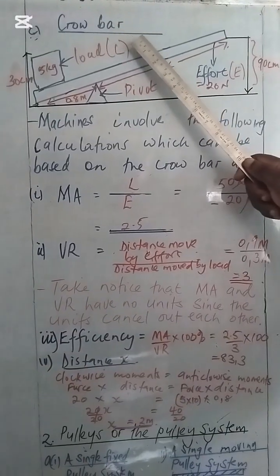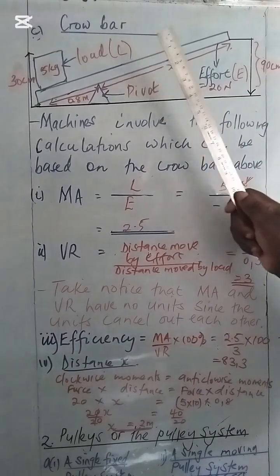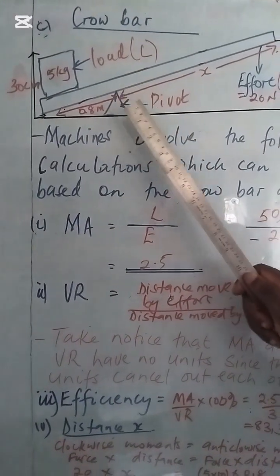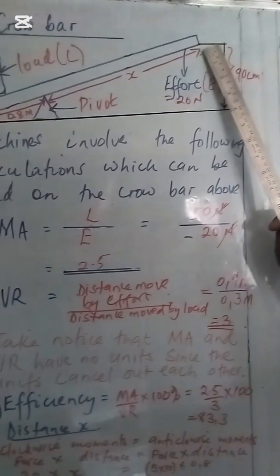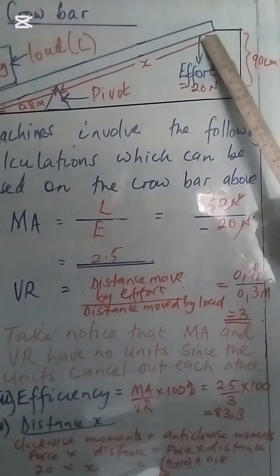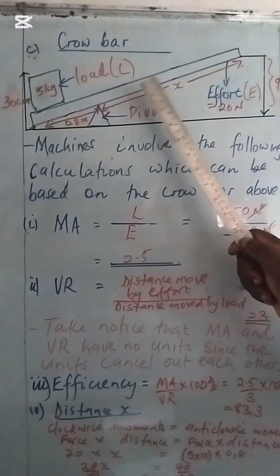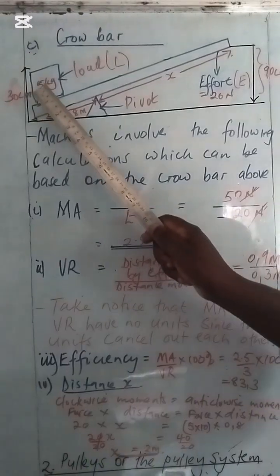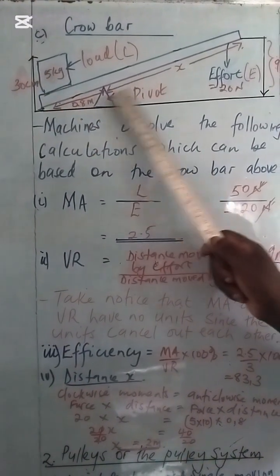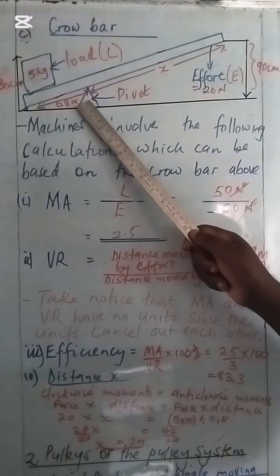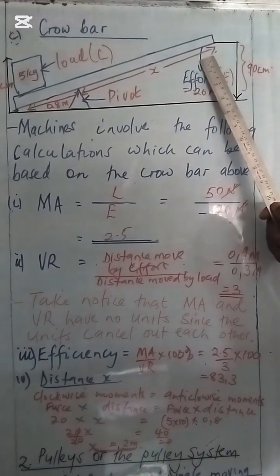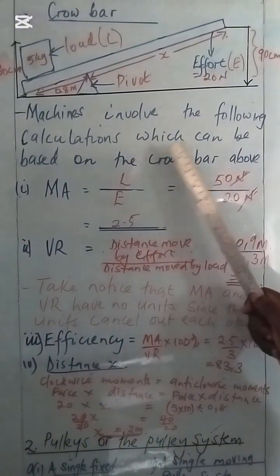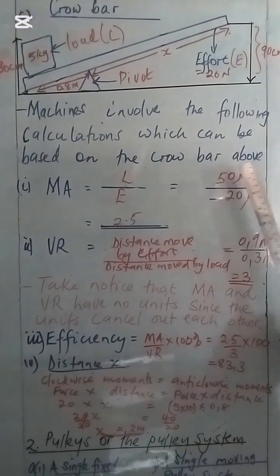A crowbar is a second example of a lever. In a crowbar, we have the load, which is represented by L. We have a pivot and an effort where you press to lift up the load. We discussed the crowbar in the previous video. The distance of the load to the pivot is 0.8 meters. Then the distance from the pivot to the effort is x. Machines involve the following calculations, which can be based on the crowbar above.